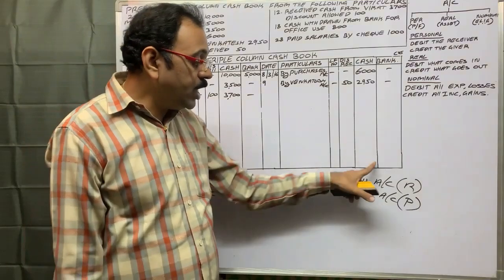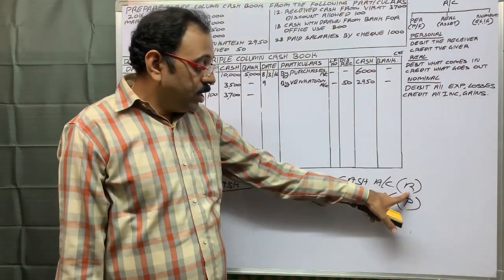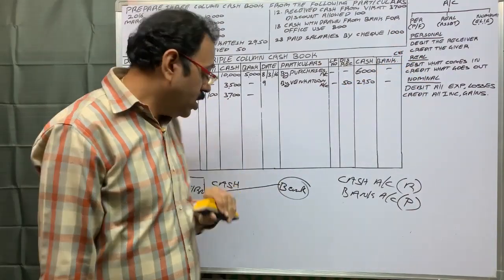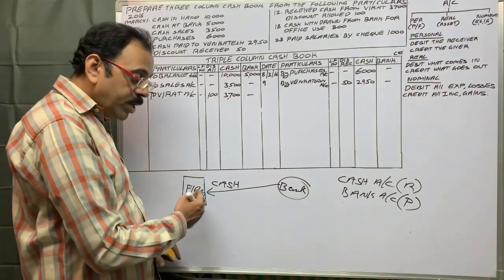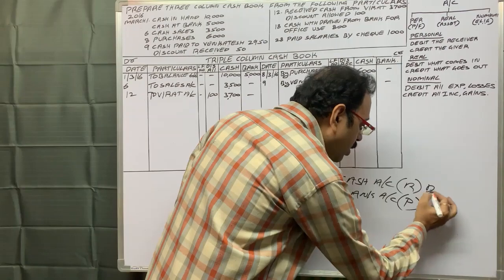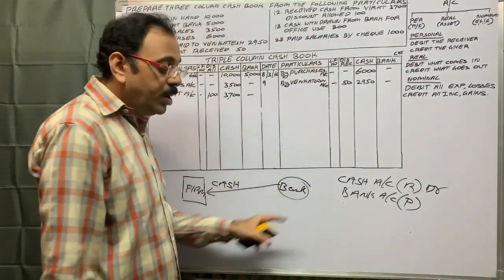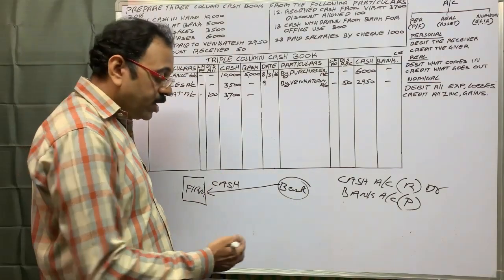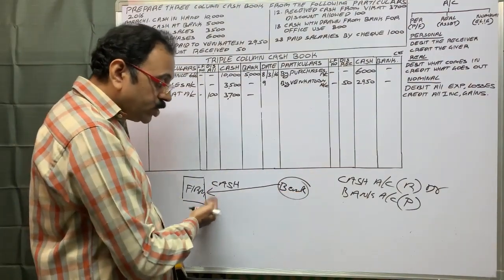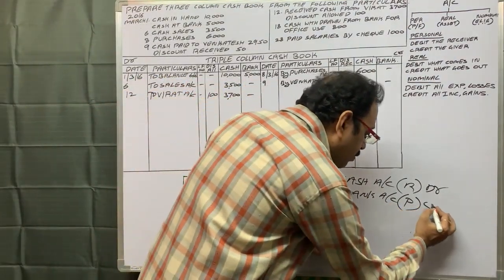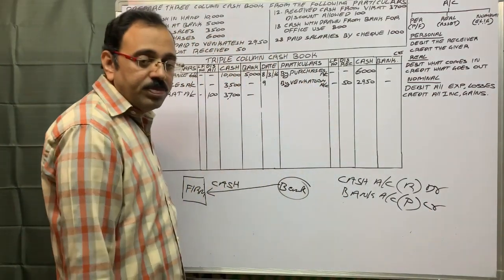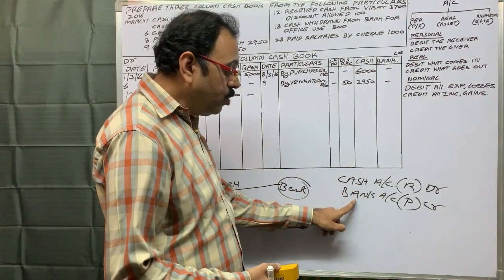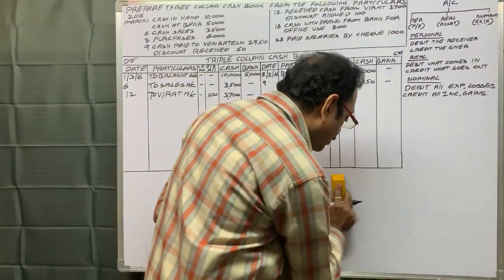Then apply the double entry rules. Real account: debit what comes in, credit what goes out. Now cash is coming to us, therefore debit it. Then personal account rule: debit the receiver, credit the giver. Bank is giving money to us, bank is a giver, so credit it. Now the final entry is cash account debit to bank account.